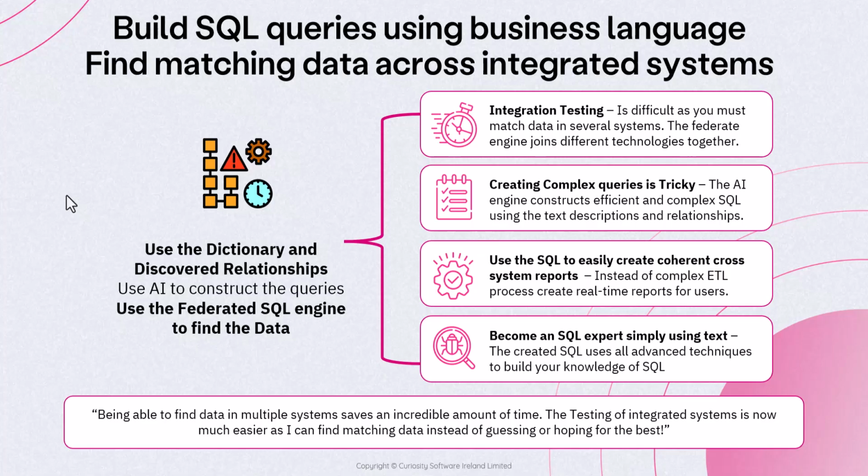So the way that this works is that we sit on top of our metadata dictionary, which has descriptions and discovered relationships. We then use AI to construct the complex SQL queries, and then we will run them against the federated SQL engine to find the data you need. Now, this is very useful in test data land for integration testing. Also, creating complex queries can be quite tricky, and AI is very good at being able to do that. You can also use the created SQL to create coherent cross-system reports instead of having to build complex ETL processes.